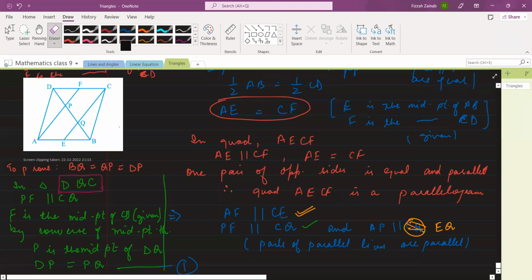Right. Now I will be taking this triangle ABP, right? See that in the figure? In this triangle, I already have this side EQ is parallel to AP, right? And E is the midpoint of AB, which is given to me. So again, by the converse of the midpoint theorem, I can say that Q is the midpoint of BP. All right. So this much I'm going to write now.